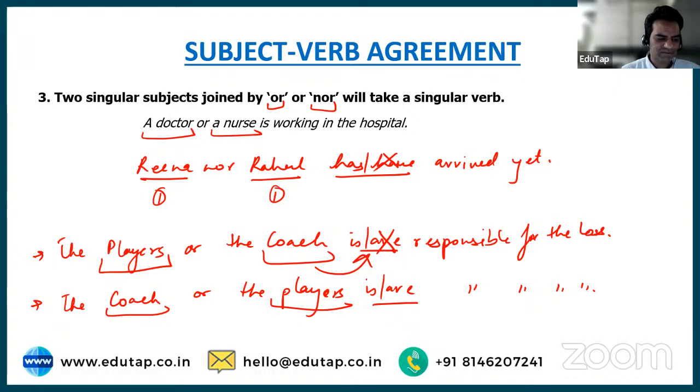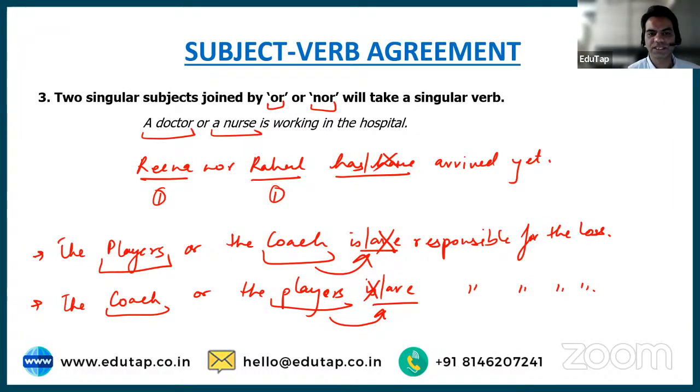Yes, very good, Atharv. Very good, Sanket. Very good, Balaji. Now, which noun will decide the verb? The noun closest to the verb. Very good, Nekta, Uttam. So, guys, now the closest noun is players. Players is plural, so it will take a plural verb. So, this is what you have to understand.